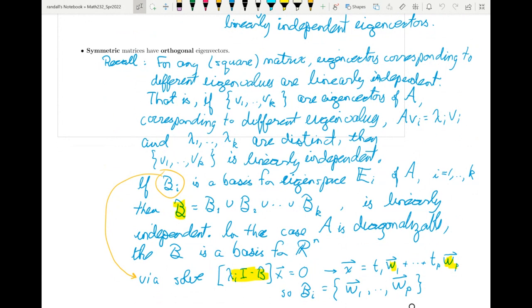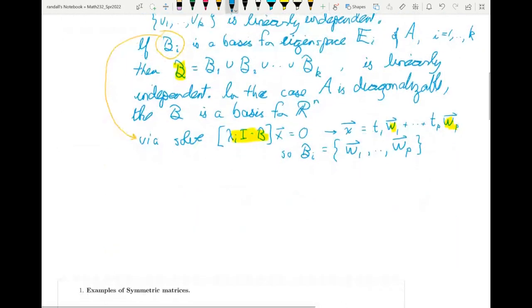Now, let's go back to this statement up here. Symmetric matrices have not only linearly independent eigenvectors, but orthogonal eigenvectors. So the eigenvectors from different eigenspaces are orthogonal. Let's do this here now, but if A is symmetric, so that's an additional criterion on this matrix A.